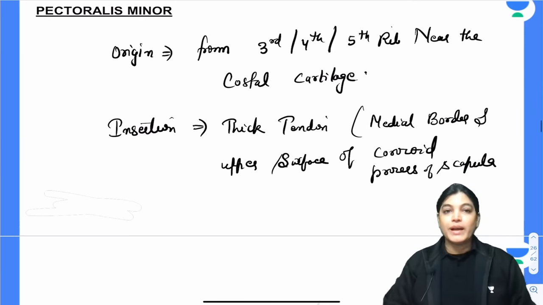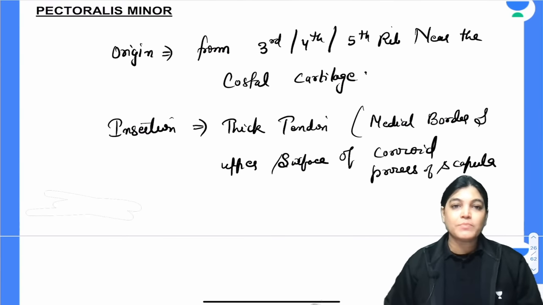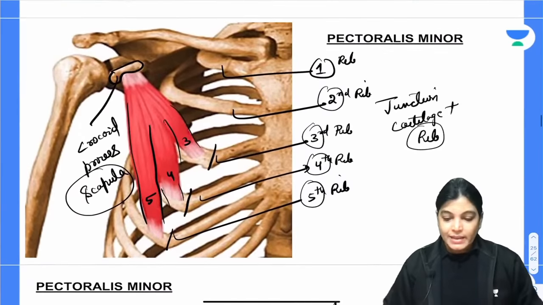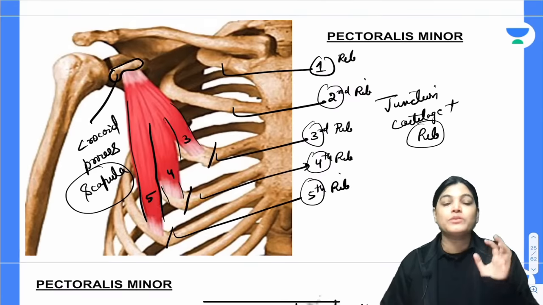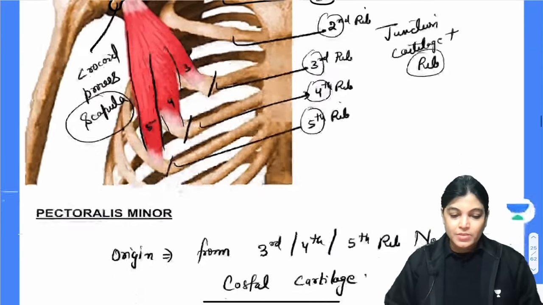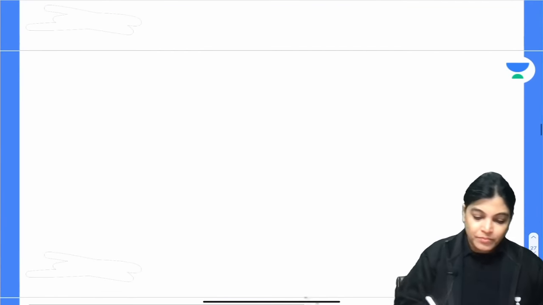So, got it? We have done with the origin and insertion of pectoralis minor. What remains? The next point to know. By seeing this diagram, it's quite clear about the origin and insertion of pectoralis minor. Let's talk about the nerve supply and the action.